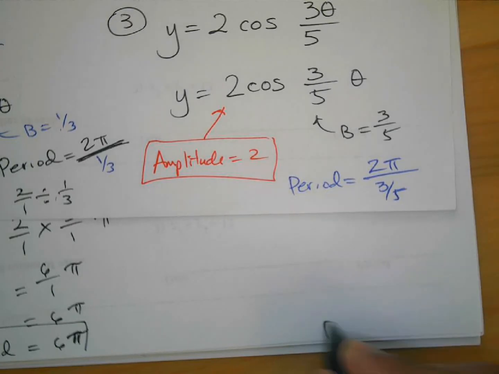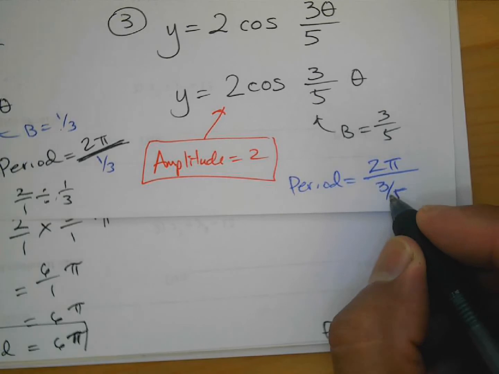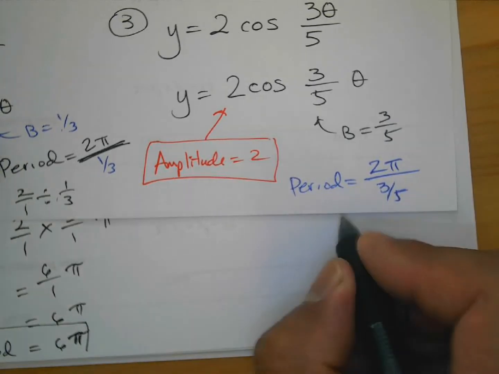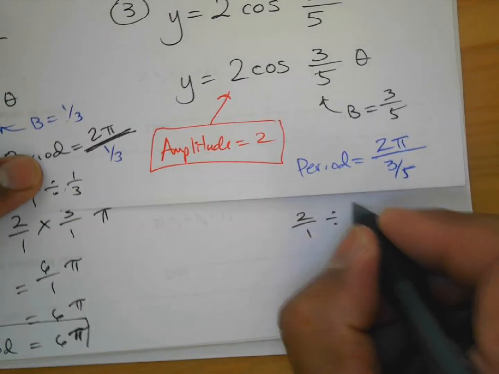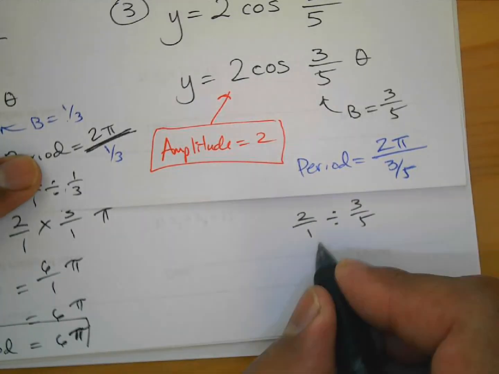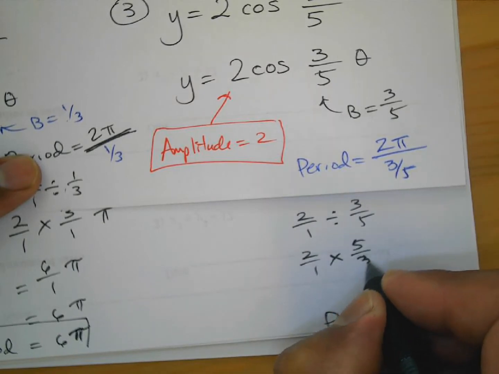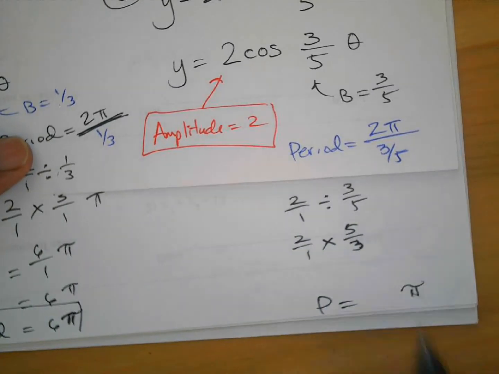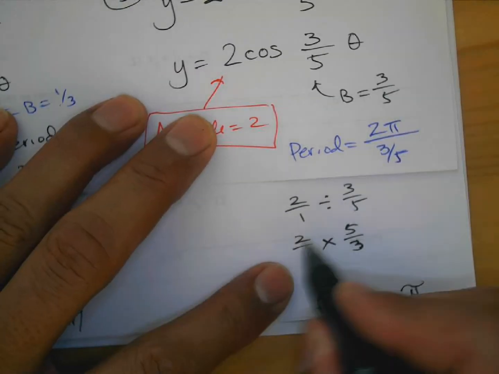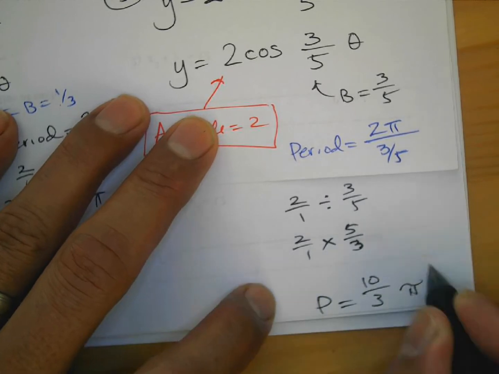Again, I know the answer is going to be something with a pi, but I got to work out the 2 divided by 3/5. That's 2 over 1 divided by what? 3 over 5. Well, that's going to be 2 over 1 times 5 over 3, right? You do the reciprocal. So the period on this one is going to be what? What do you get when you multiply 2 over 1 times 5 over 3? Well, 2 times 5 for the numerator is 10 over 3. That's your period.